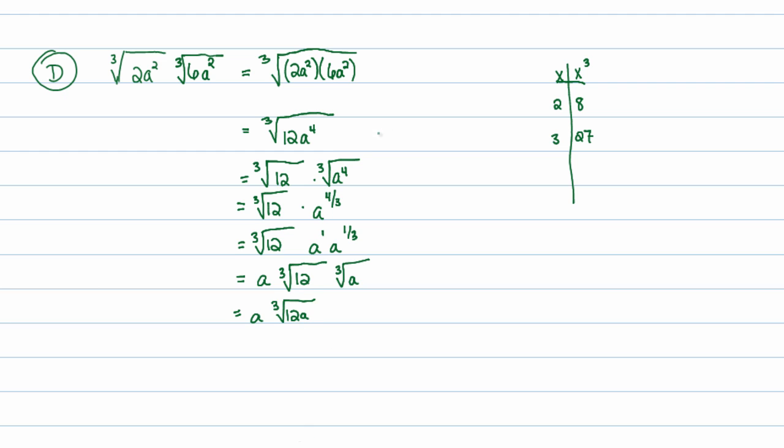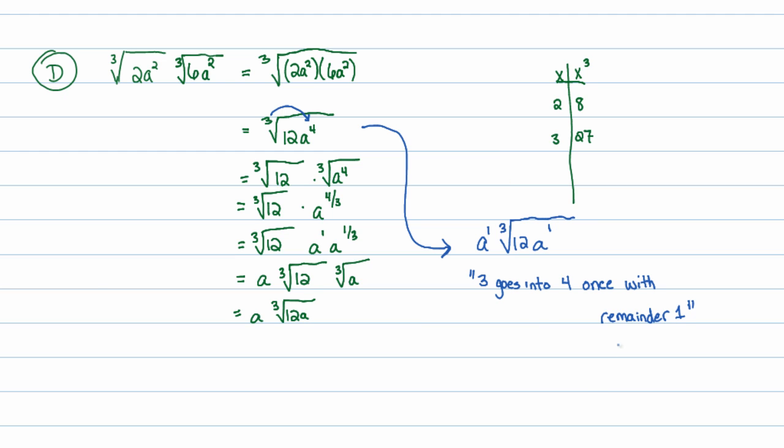Now let me show you as an aside, had we done the following, after a while you just get fast enough that you'll do it this way. You'll say, okay, I can't take the cube root of 12, so that's going to stick in there. But 3 goes into 4 once with a remainder of 1. Let me write down what I said there. 3 goes into 4 once with a remainder of 1.